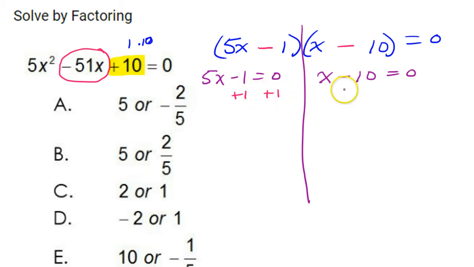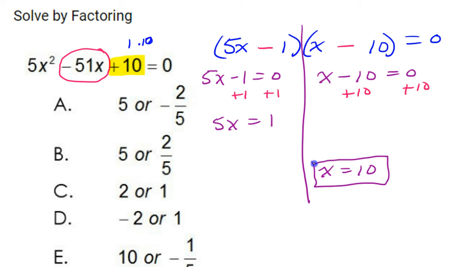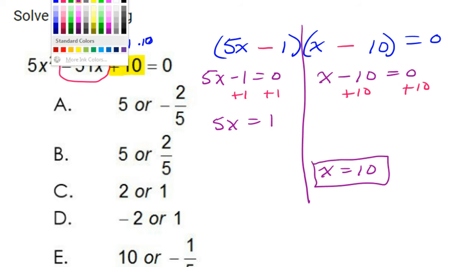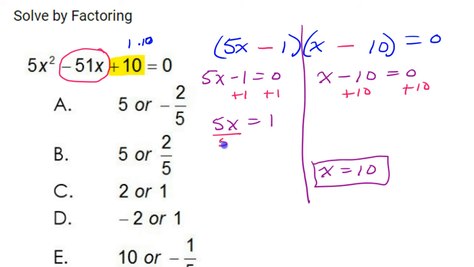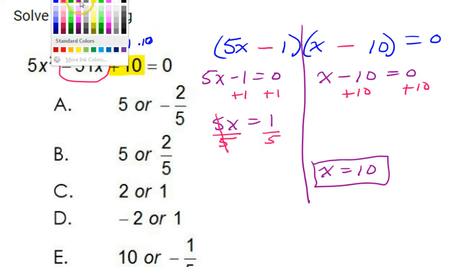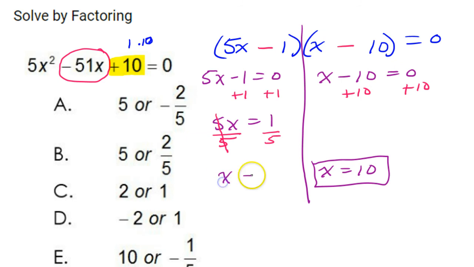Adding 1 to both sides, adding 10 to both sides. So now here I have 5x equals 1, and here I have x equals 10. So this is finished. That's one solution. But I can get another solution in one more step. Divide by 5. Alright, just cancel those out. So here I have x equals 1/5. So these are the two solutions to this equation.